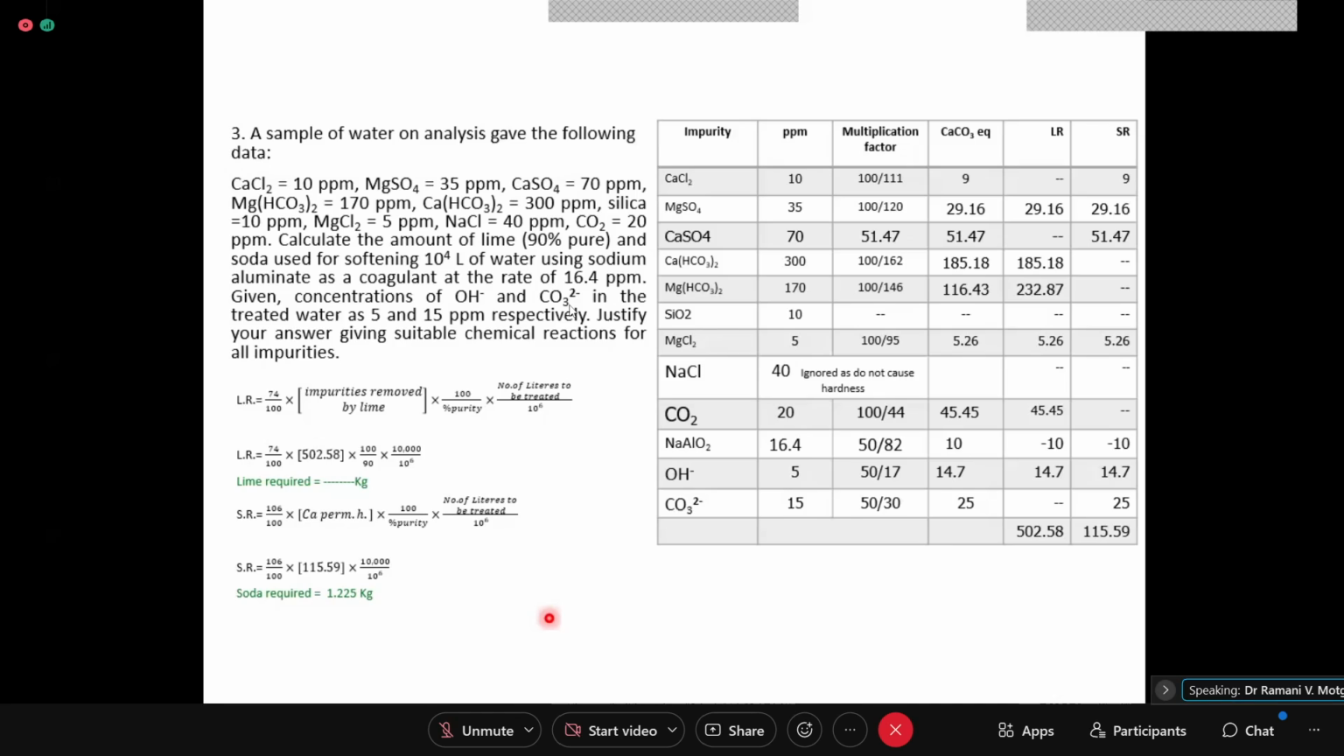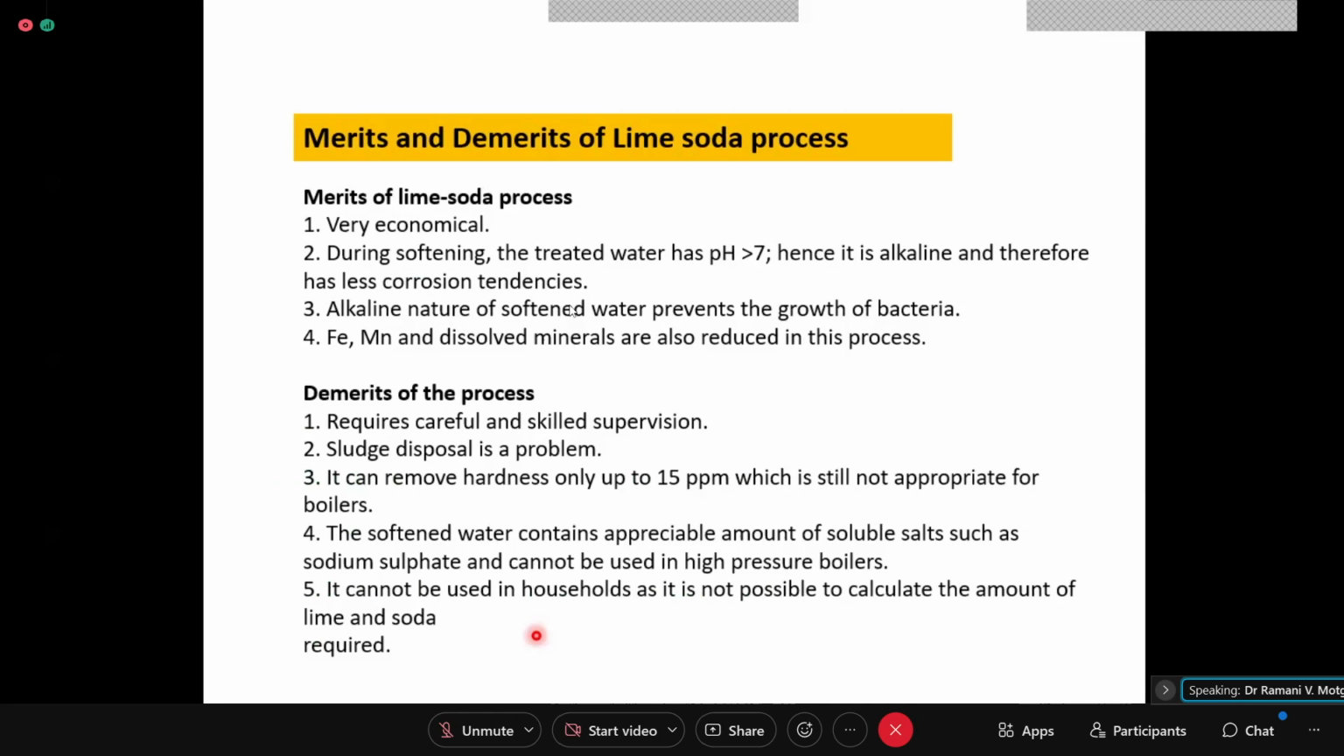Now coming to the third example, should we solve it now or tomorrow? Tomorrow is Saturday. We have class 12 to 1. What should be done? Tomorrow, ma'am. Okay, so we'll solve this numerical tomorrow in the next class. So we will stop here today.